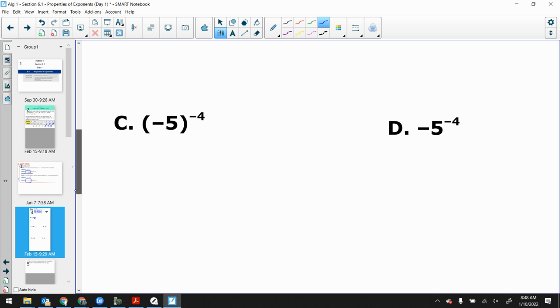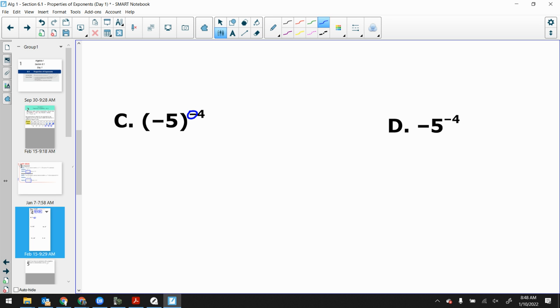Now, take a look at C and D. I have them side by side. What's the difference between example C and D? Parentheses and not parentheses, right? C has parentheses, D does not. Now, remember, what do those parentheses mean? Well, they mean that -5 is my base. Still apply the property the exact same way.